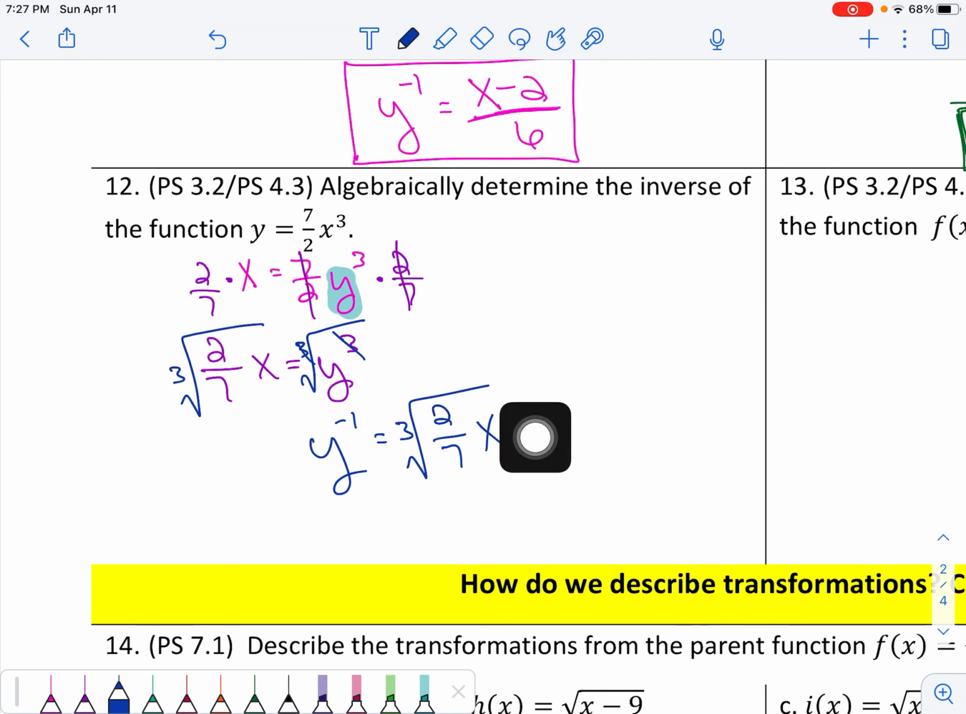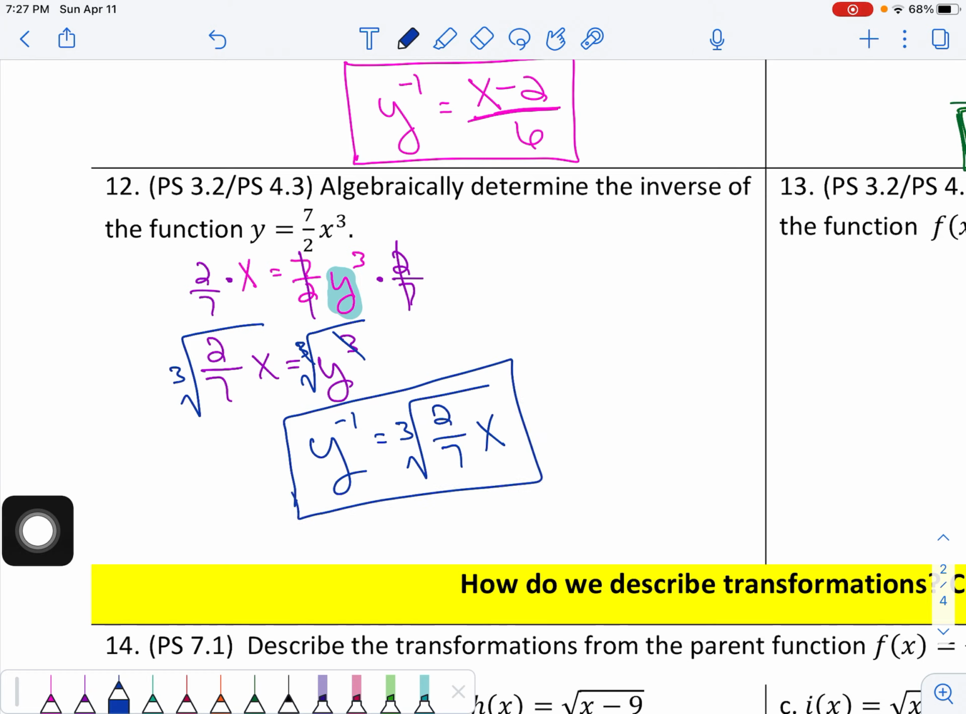Now, the 2 over 7 and the x, all of this is inside the root, so make sure your root extends over everything and includes all of the pieces.